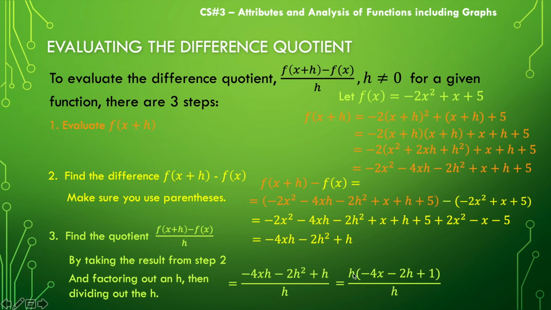So now I have an h divided by h, which we know to be 1, and so I can divide those out. And my final result for this difference quotient is negative 4x minus 2h plus 1. So that's the long and short of evaluating a difference quotient for a given function. And if you go through these 3 steps in this order carefully, then you'll be able to do any function in this way.